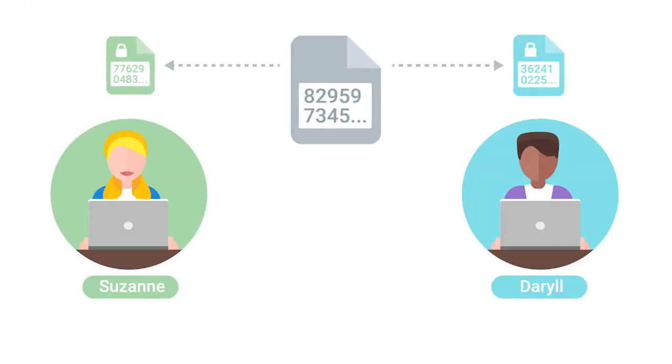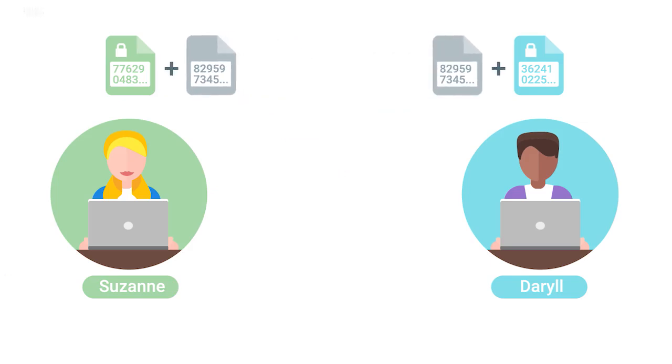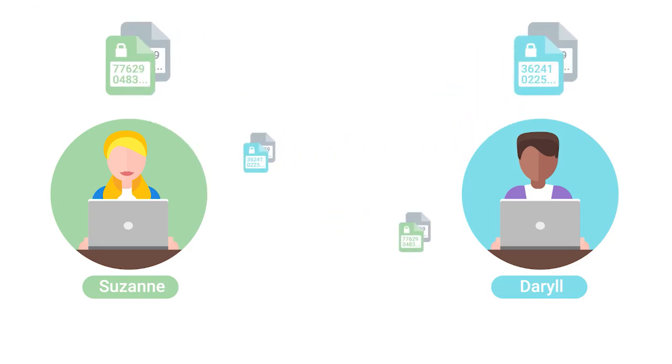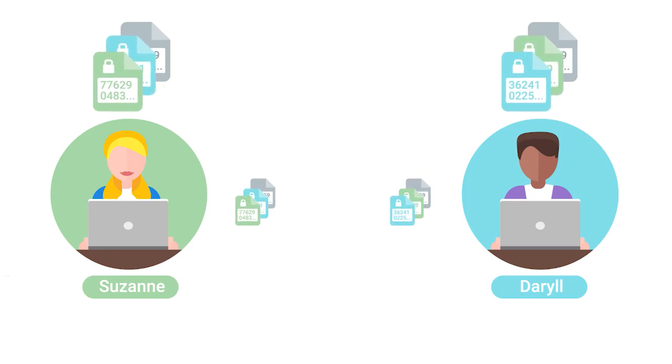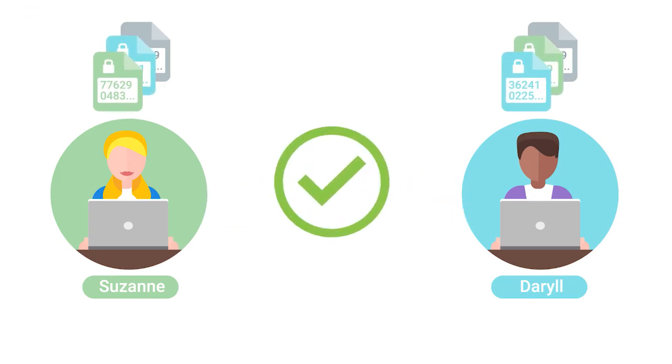Next, each person chooses another randomized large number, but this one is kept secret. Then, they combine their shared number with their respective secret number and send the resulting mix to each other. Next, each person combines their secret number with the combined value they received from the previous step. The result is a new value that's the same on both sides without disclosing enough information to any potential eavesdroppers to figure out the shared secret.